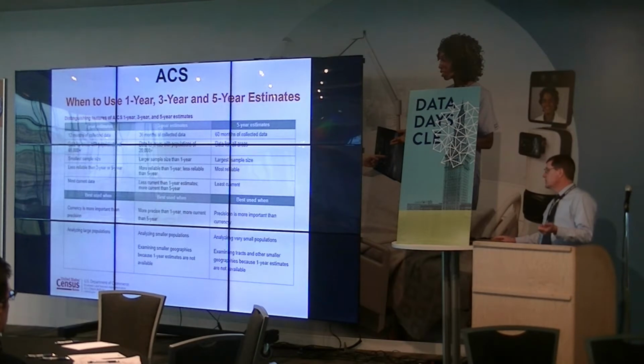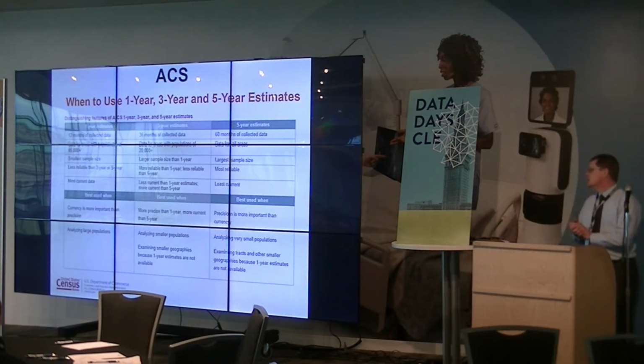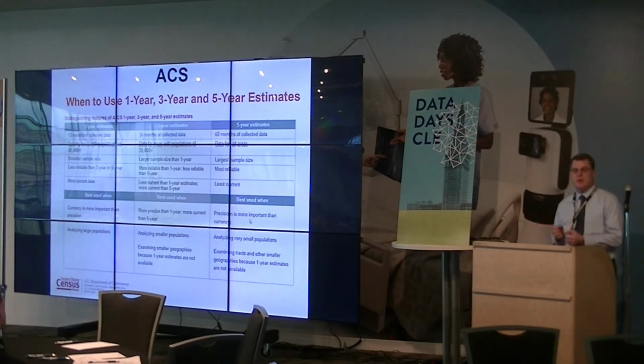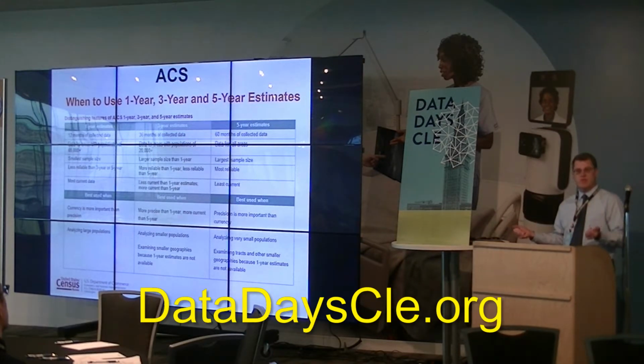But if you had Cuyahoga County and you had your choice of the 1 year or the 5-year, then you've got to look at it: the 1 year is more current, of course, but the 5-year is going to be more precise, because there's more data going into that 5-year estimate. So like I said, big population, do you want to be more current or do you want to be more precise?